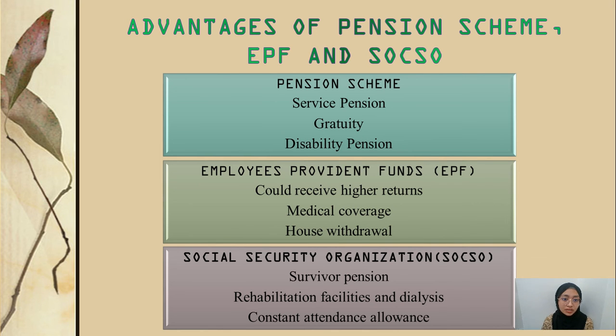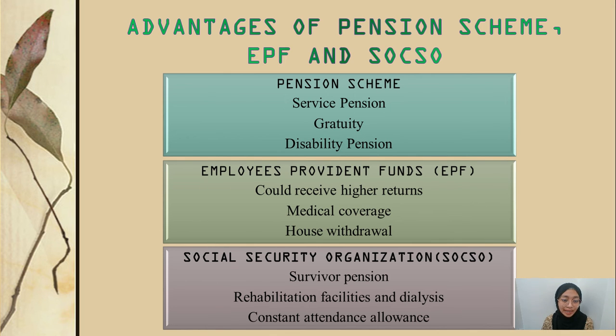The advantages for social security organization, first is survivor pension. It is mainly enjoyed by widows and children of the deceased. Second is rehabilitation facilities and dialysis. It can help to ease the burden of employees since the cost for rehabilitation is quite expensive.